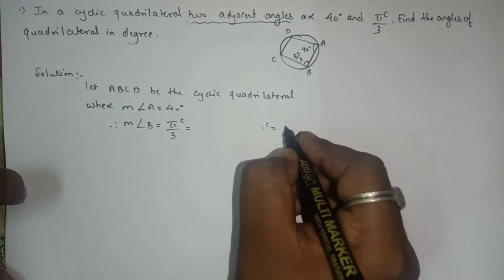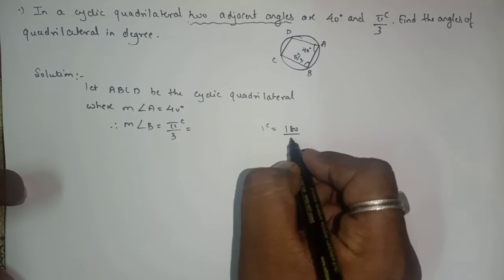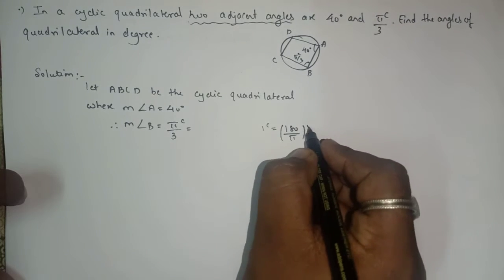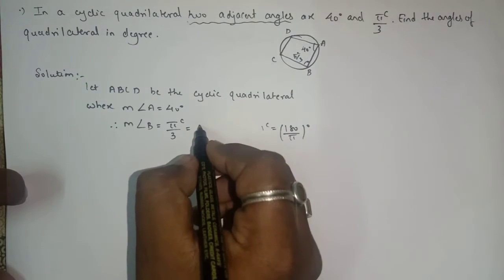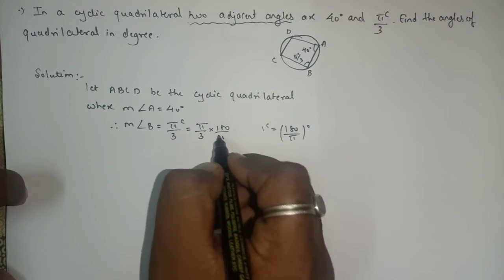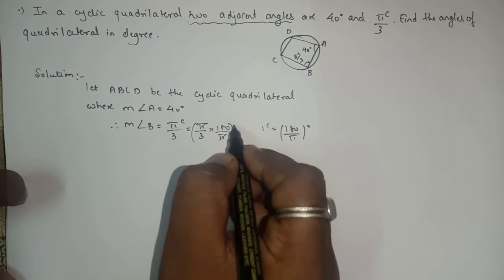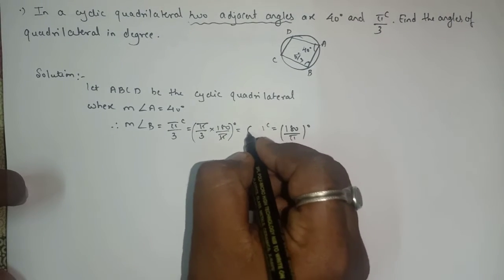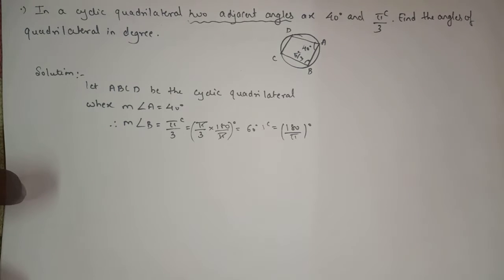So 1 radian is equal to 180 upon pi, yes or no? So pi by 3 into 180 upon pi. Pi will get cancelled, so here you will get 60 degrees. Okay.